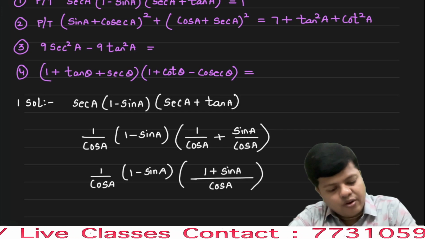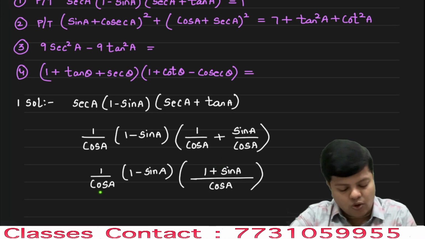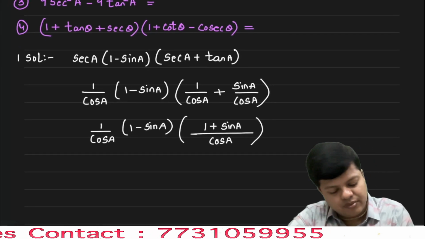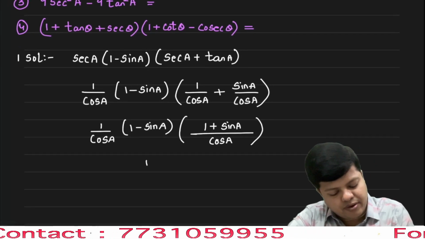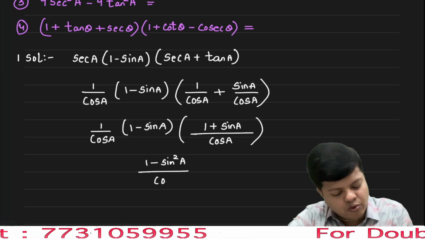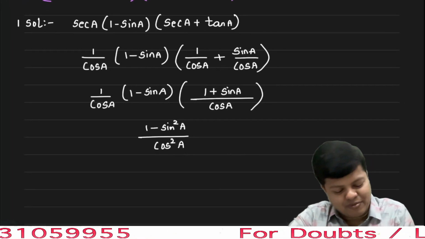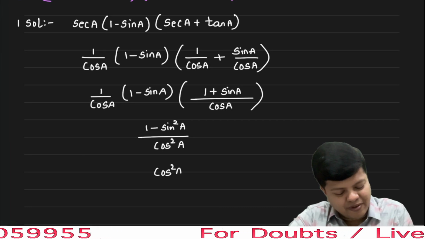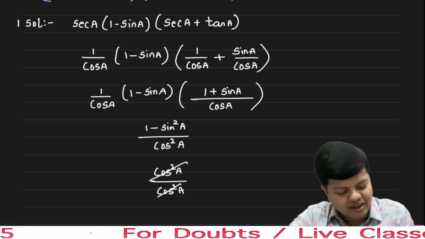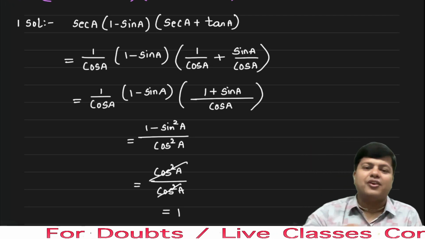Now 1 plus sin A into 1 minus sin A is 1 minus sin square A, and cos A into cos A is cos square A. So in the numerator you will get 1 minus sin square A, and in the denominator cos square A. Both are the same, because 1 minus sin square A is cos square A. So cos square A by cos square A cancels. The answer is 1. We got 1.